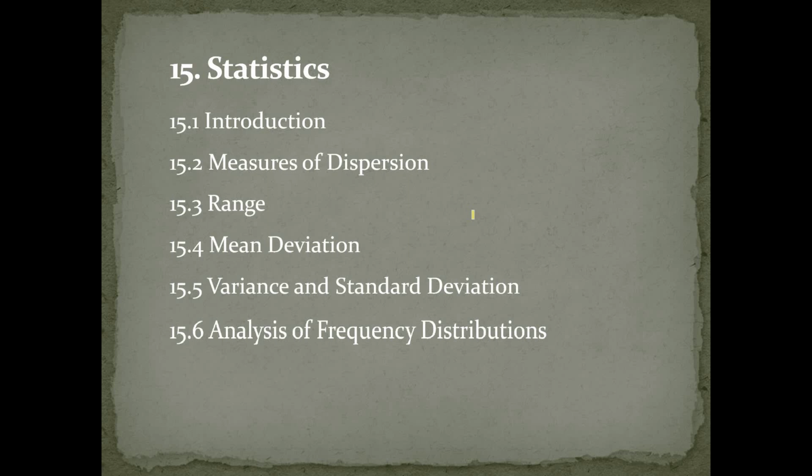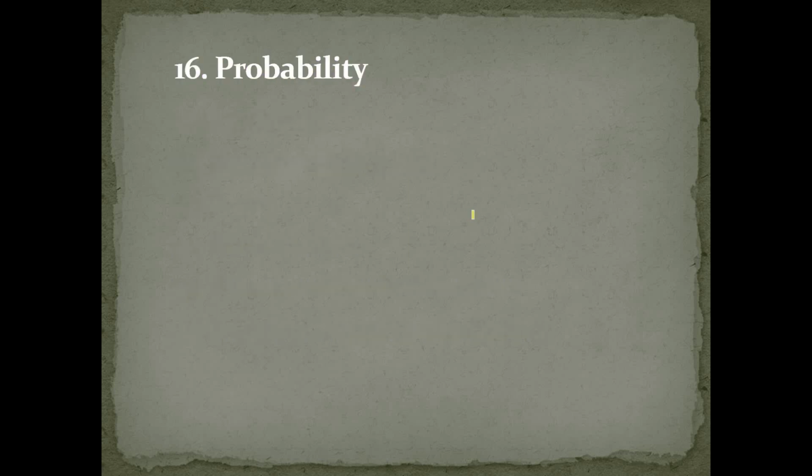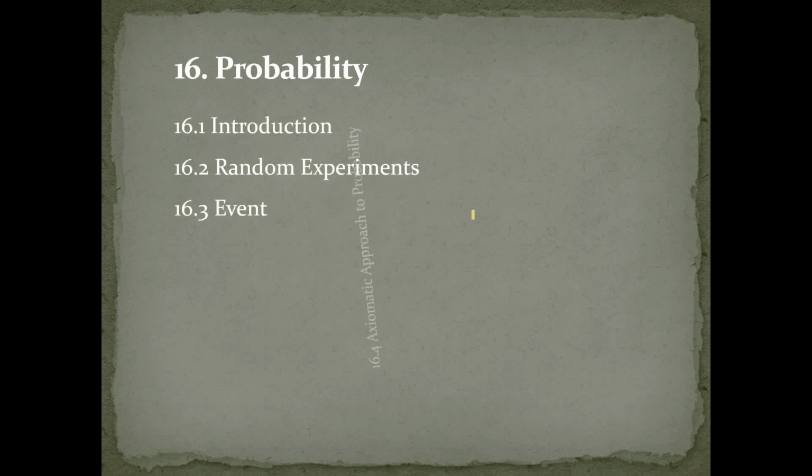And the last lesson is probability. Under probability you will have an introduction part. Then you'll study random experiments, outcomes, and the sample space, what a sample space is and what events are, how events occur, and you'll study not and or events. Also you'll study the axiomatic approach to probability.